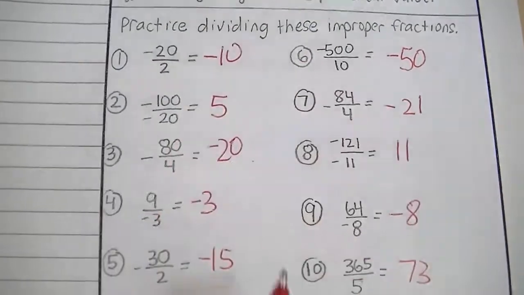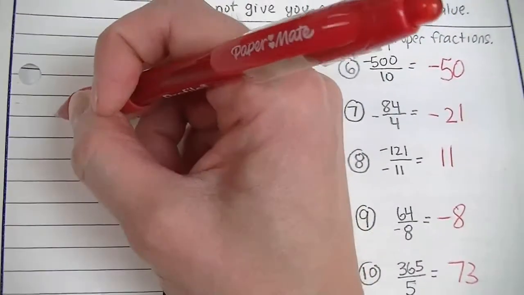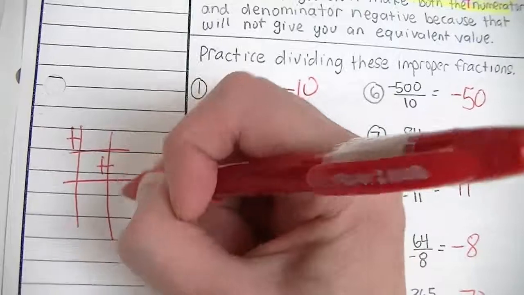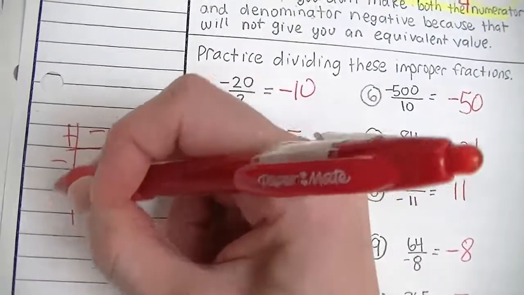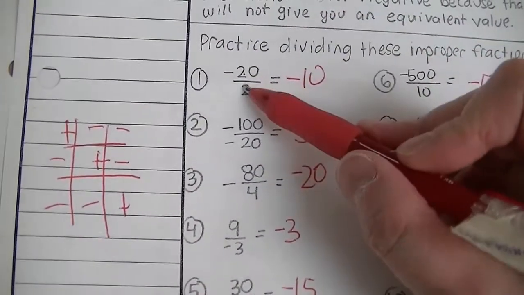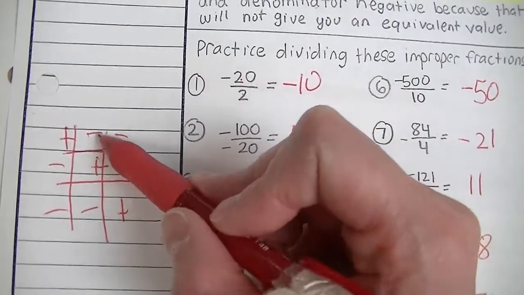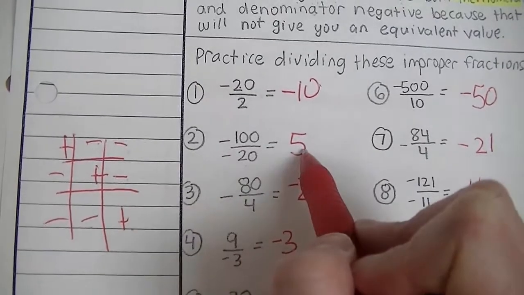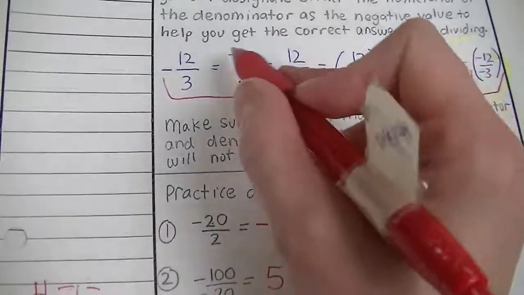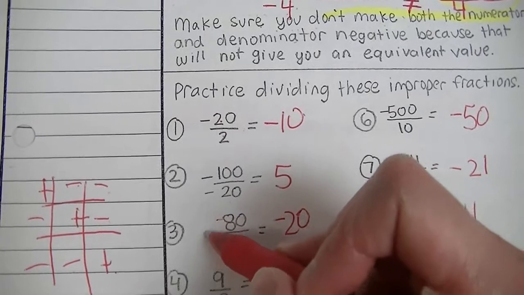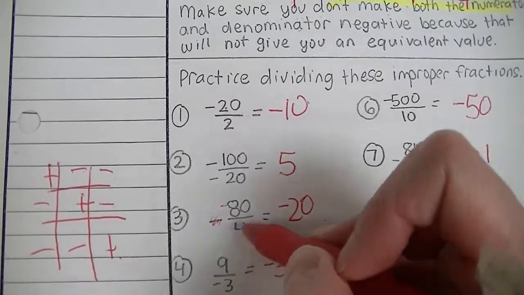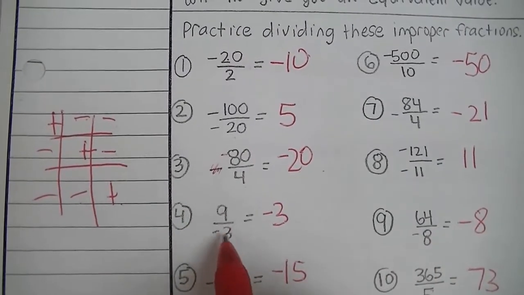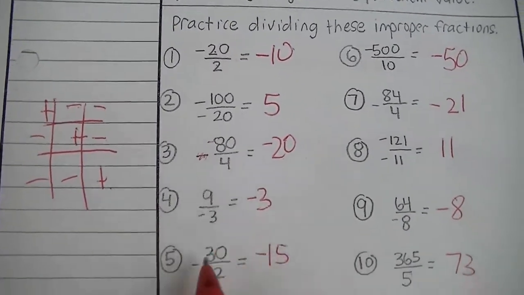To help you with these, you could have drawn that little tic-tac-toe chart to help you. Okay, so negative divided by positive gives me a negative answer. Negative divided by a negative gives us a positive answer. This one up here, you could designate as negative 80 divided by positive 4. So a negative divided by positive gives us a negative answer. Positive divided by negative gives us a negative answer.